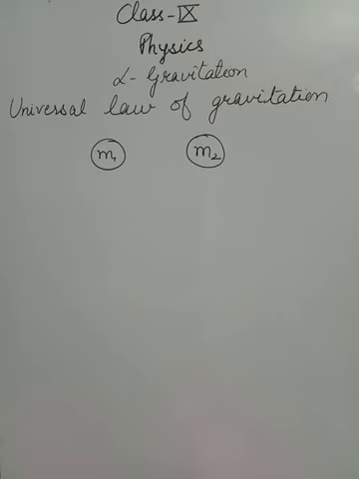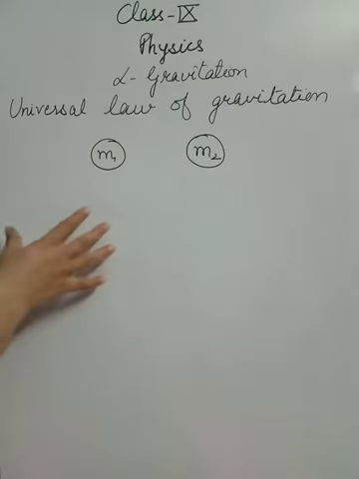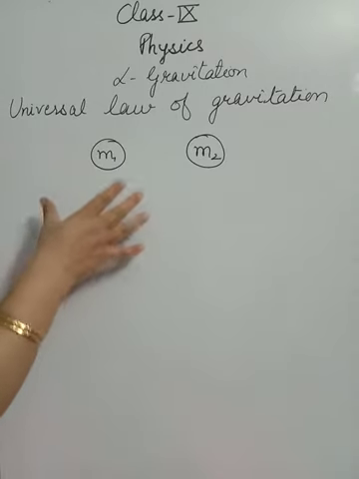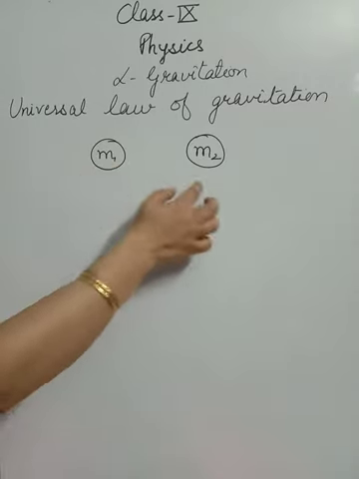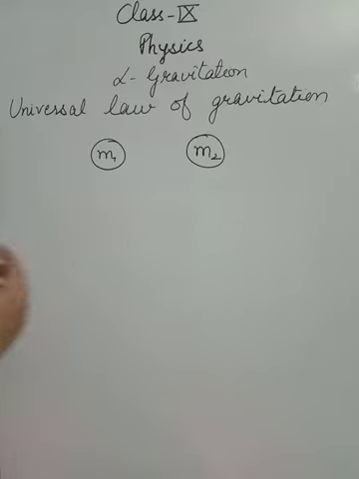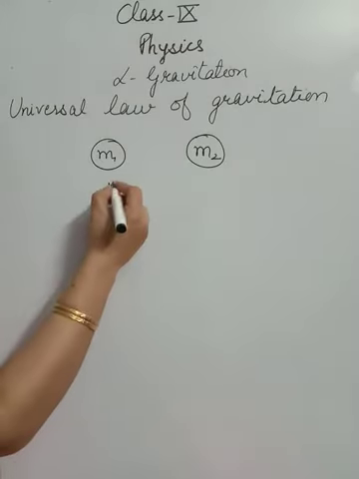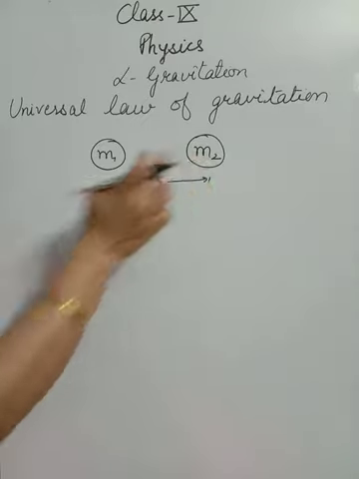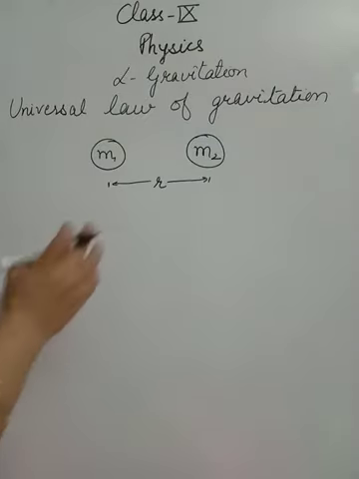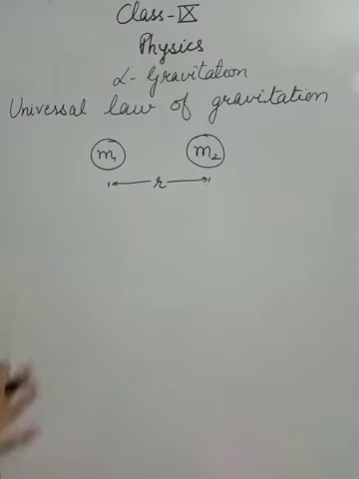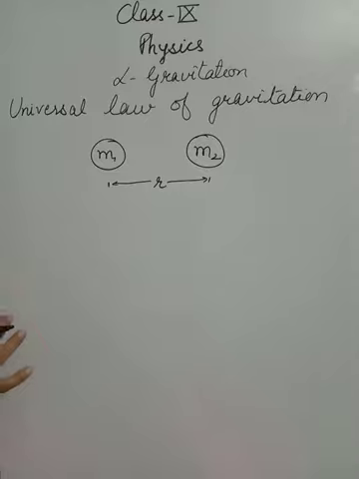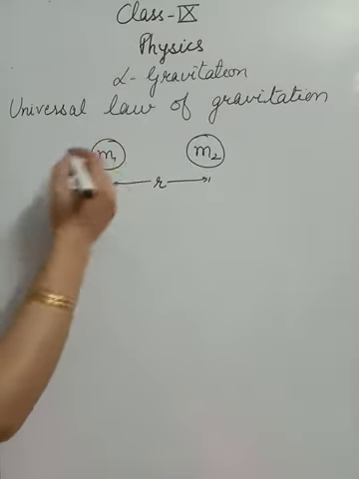This law states that if there are two masses, there will be a force of attraction between them, which is directly proportional to the product of the masses of these two objects and inversely proportional to the square of the distance between them. Suppose m1 and m2 are two masses and r is the distance between their centers. According to the universal law of gravitation, there will be a force of attraction between these two.